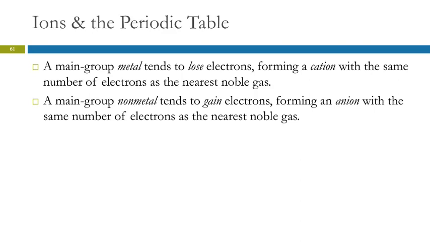So main group metals, we just learned that metals tend to lose electrons. The main group metals lose electrons to form cations that have the same number of electrons as the noble gas that's closest to them. And the main group nonmetals tend to gain electrons to form an anion with the same number of electrons as the nearest noble gas.